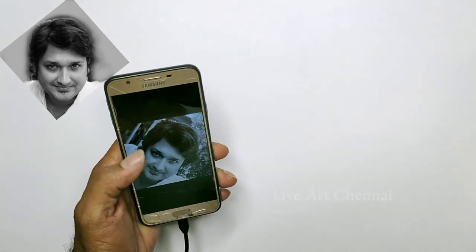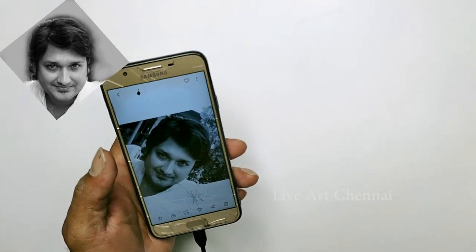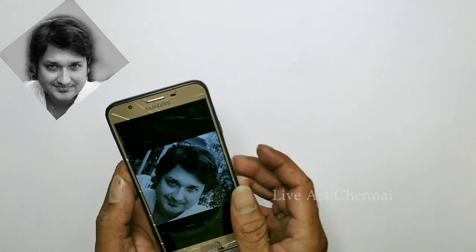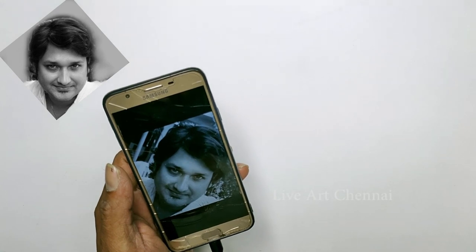So as usual, this is the area I am going to draw. I'm just showing the picture which I'm going to draw now. I think it's clear to see.